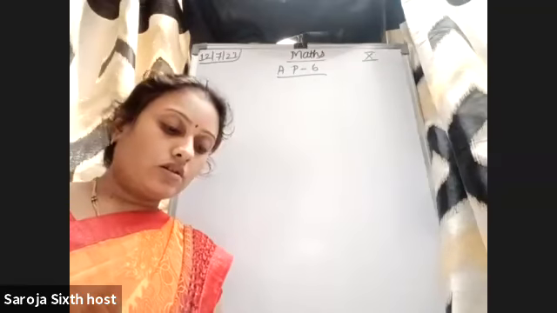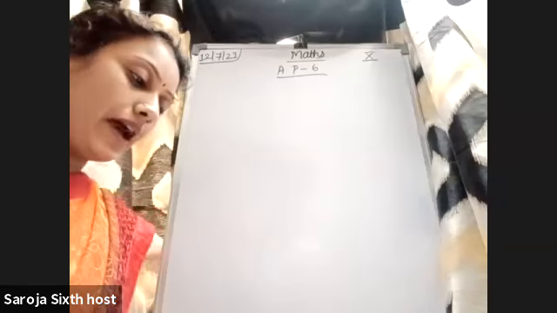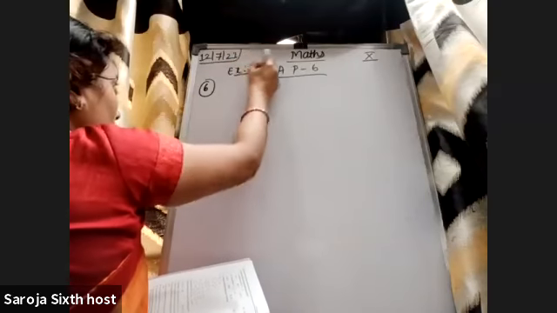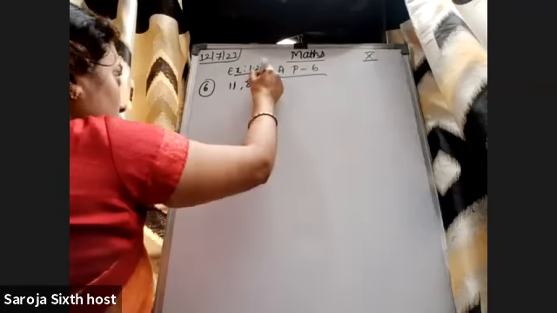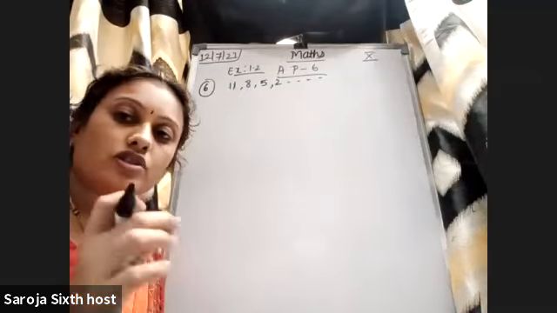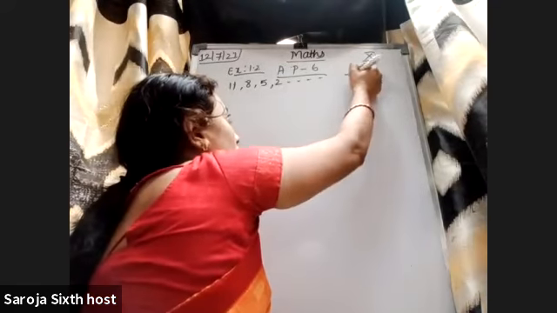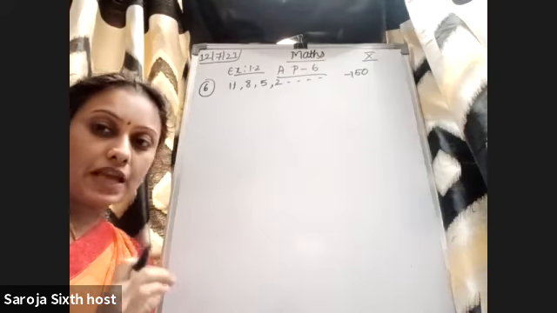Ma'am, explain the 6th one. So check whether minus 150 is a term of an AP. Can anybody tell me the AP they have given there? 11, 8, 5, and 2. This is exercise 1.2: 11, 8, 5, 2, and it continues. What you should check is whether this minus 150 is a term of this AP or not.